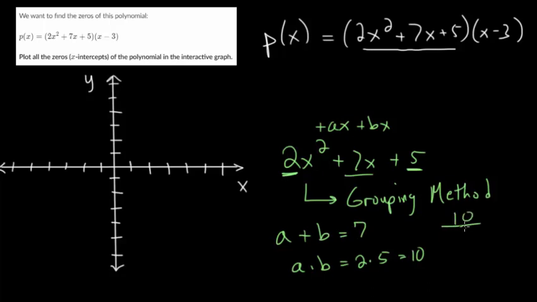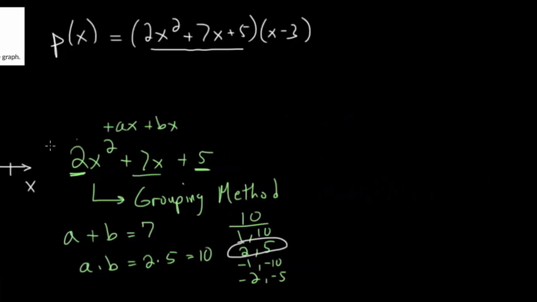So let's write out a list of numbers that multiply into 10. That could be 1 and 10. It could be 2 and 5, but it could also be the negative versions of these, minus 1 and minus 10, and minus 2 and minus 5. But they're adding to a positive number, so you can eliminate the negative choices. And they have to add to 7, and you can see that 2 and 5 would add to 7. So this quadratic now, we can rewrite as 2x squared plus 2x plus 5x plus 5. All we did is rewrite this 7x as two different terms added together, but you can see that these are equivalent.